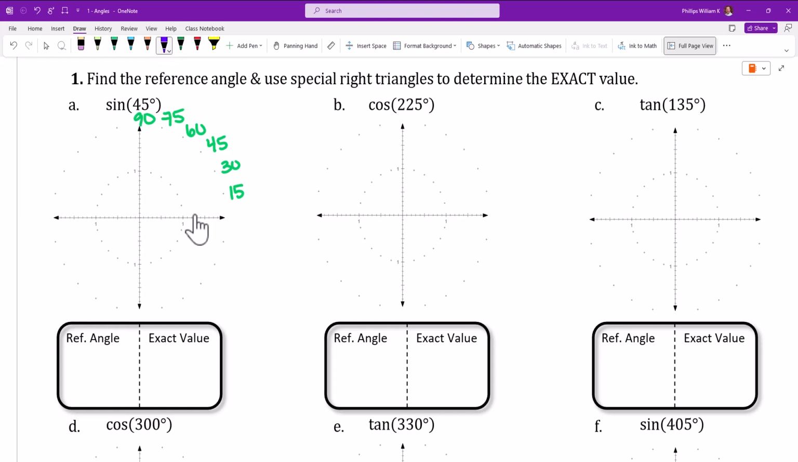So here's what I'm going to do. I am going to have an initial side right here, and I'm going to have another terminal side, and that is going to go to the 45 degree mark. Now watch what I do. I am going to create a right triangle here. Now, I know this is 45 degrees. And they're asking us to use special right triangles.